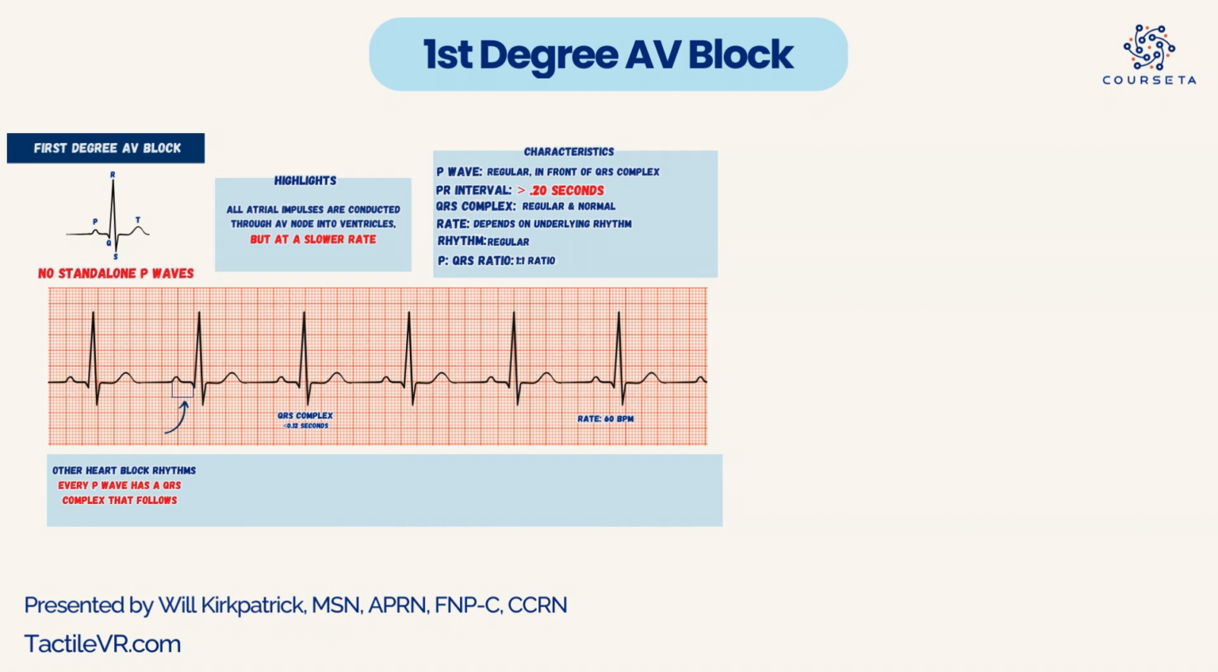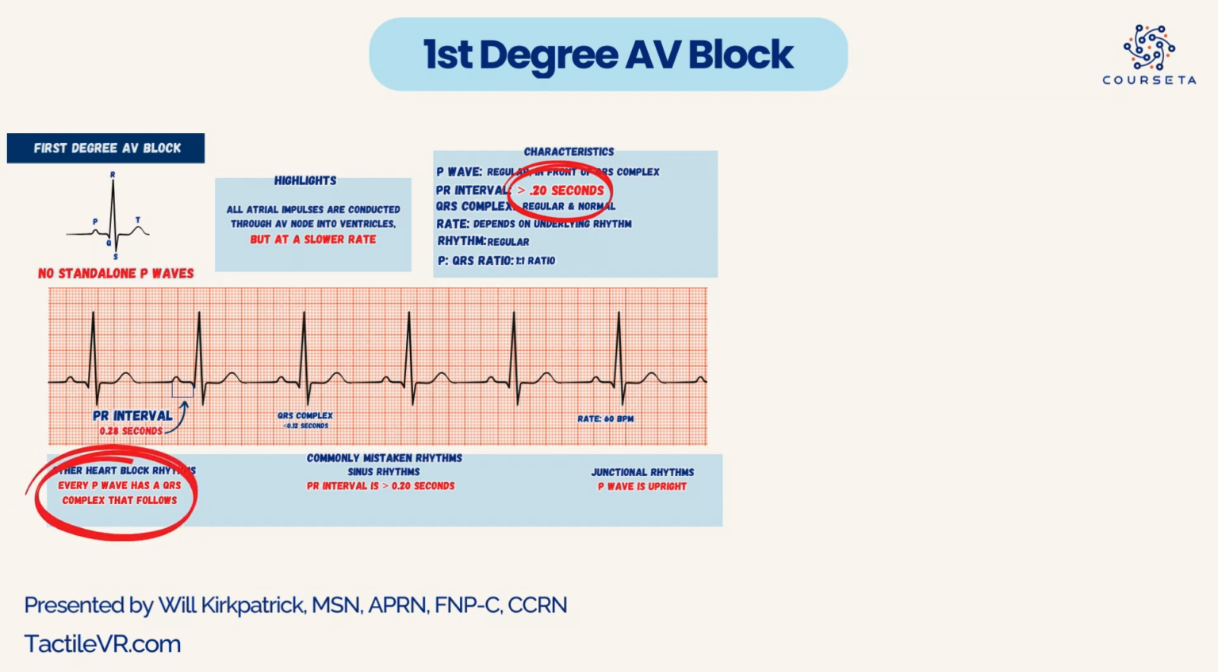So the main characteristic of a first degree heart block, once again, only look at your PR interval, is a prolonged PR interval. You're not going to see any P waves without a QRS complex following. If you remember, the PR interval is 0.12 seconds to 0.2 seconds, which is 5 small boxes. So the characteristic of a first degree heart block is a PR interval that is greater than 5 small boxes. And once again, you should not see any P waves without a QRS complex. That is your first degree heart block.